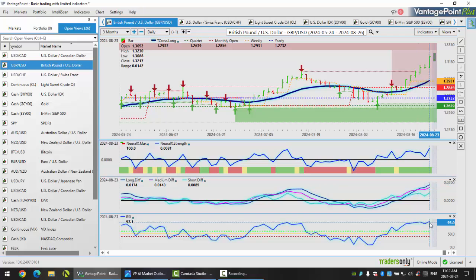The predicted RSI is sitting at 97.1. Not a lot of room to move up here, guys. It doesn't mean it can't go higher, but the probability of a retracement is very, very high.